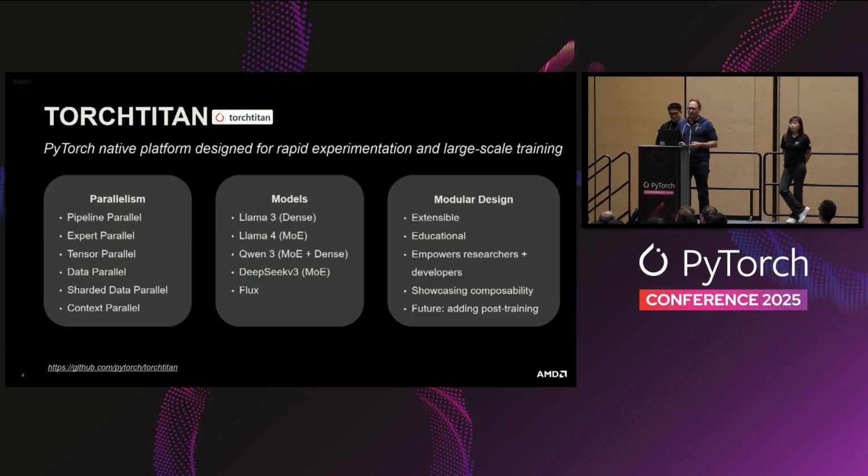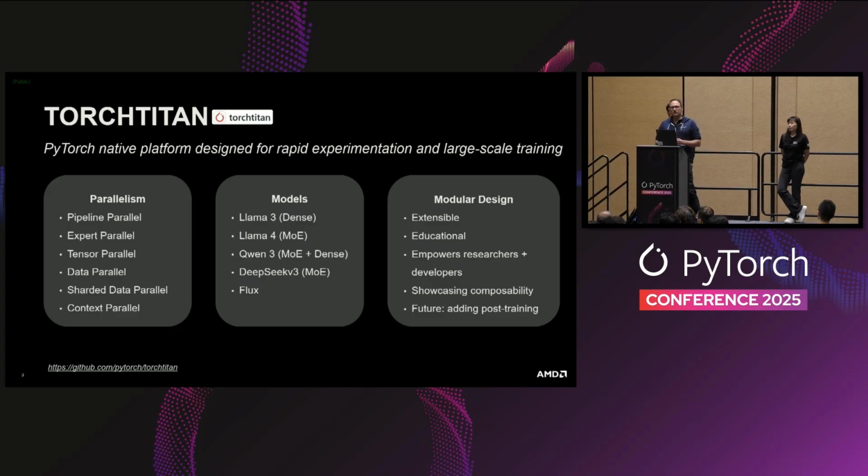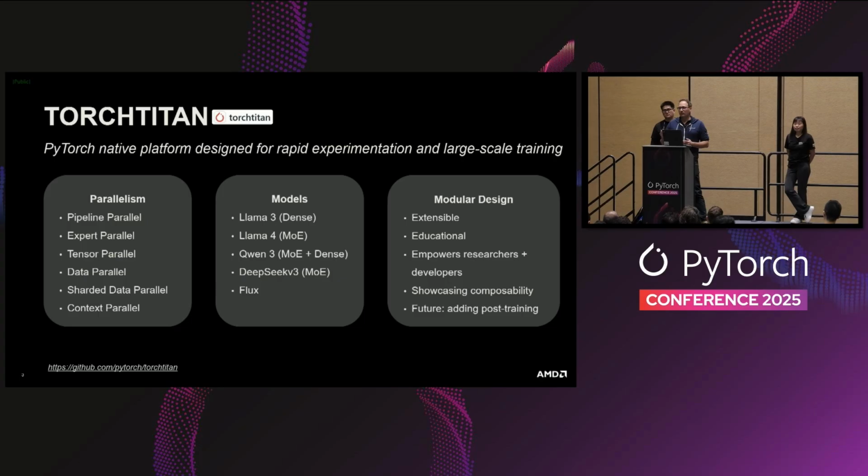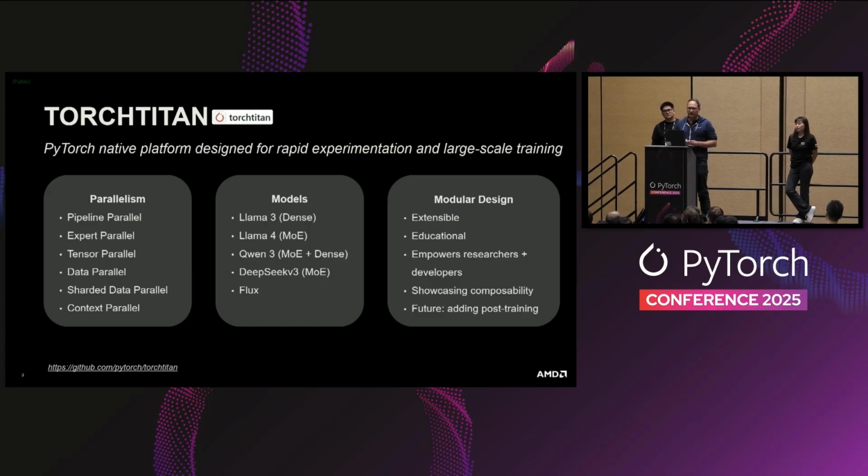For example, all these parallelization techniques are integrated in TorchTitan, such as pipeline parallel and expert parallel. You can just enable them with a single configuration line. Regarding model coverage, we are trying to keep it as broad as possible. So we have, for example, Llama 3 for dense models, and for MoE models, we have Llama 4, and now we added DeepSeek V3 as well as the Qwen 3 series. And we have Flux for image generation, and I think there is more to come in the future.